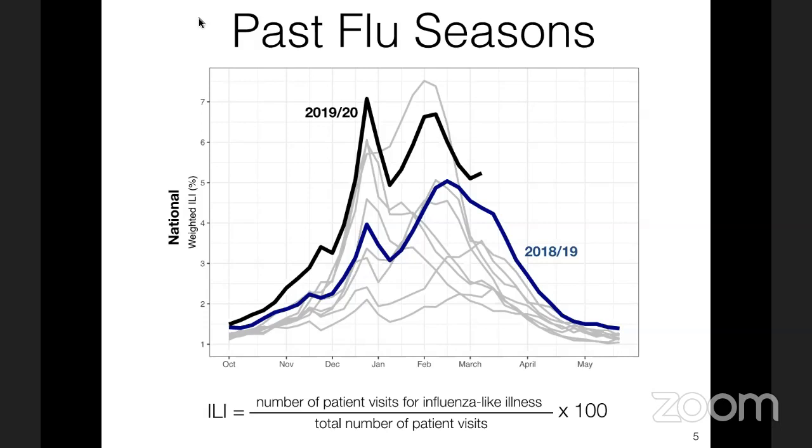And the reason for that is ILINet, the surveillance system, which is capturing symptoms consistent with the flu, is very likely capturing signals from coronavirus as well, because the symptoms of coronavirus are shared with the symptoms of flu. And so the CDC even has a disclaimer on their flu surveillance page that says, going forward, we anticipate that this surveillance system will no longer just be measuring flu, but will be measuring flu and coronavirus. So we don't expect the rest of this year to look anything like seasonal flu, because ILINet is no longer going to be just measuring seasonal flu.